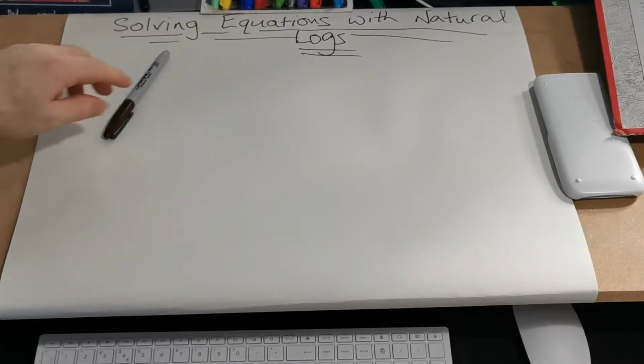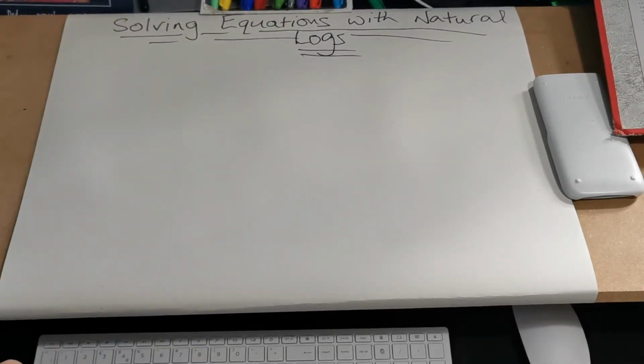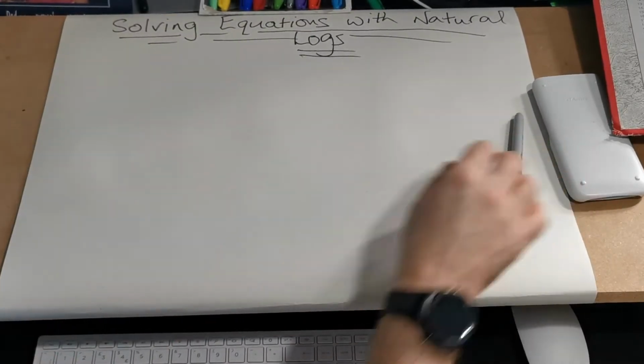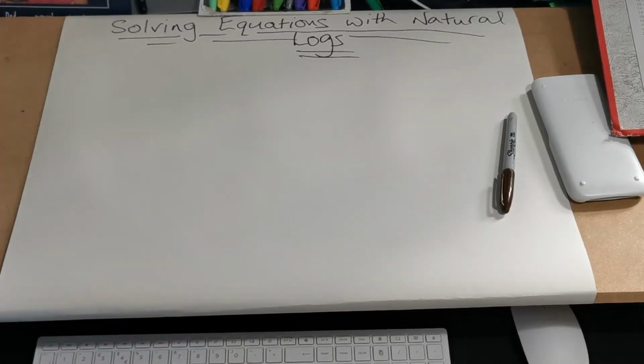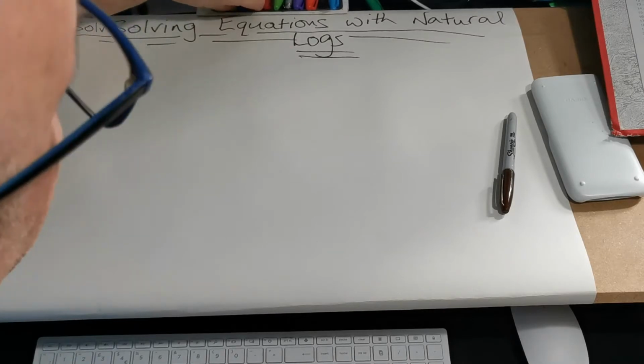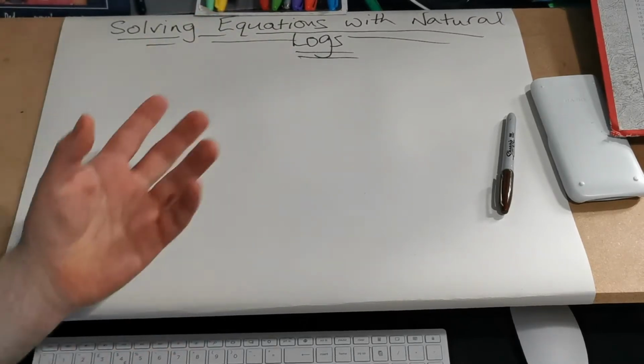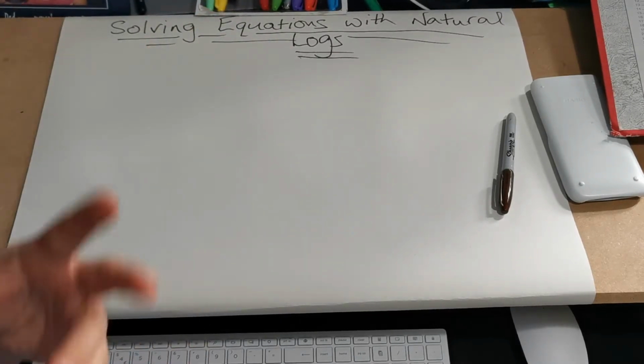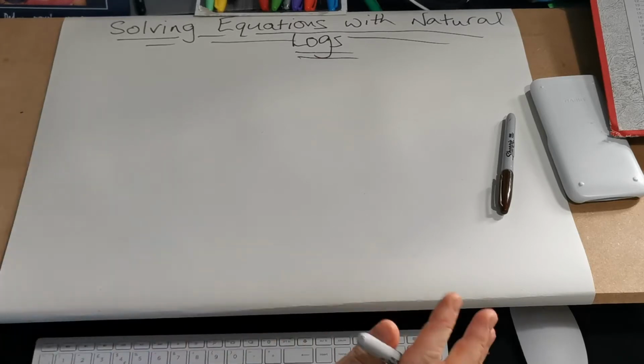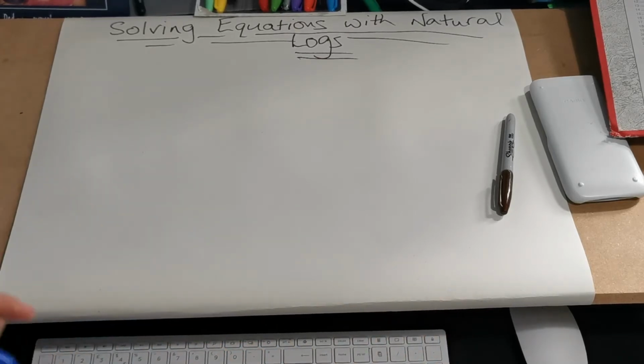Hi there. Today we're going to look at solving equations involving natural logarithms. So looking at e and ln, basically all the same rules hold. All the rules you've used for logs, all the ways you've solved things using logs, everything still holds. We're just using this base of e.